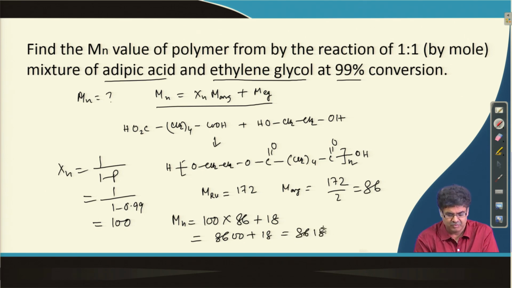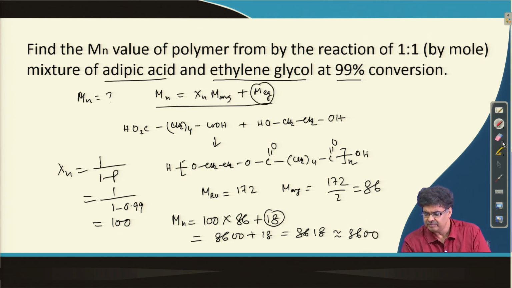8618. Now, in most cases the molecular weight of the end groups is ignored. So, we generally write that this is generally ignored in most cases. So, this is the example.